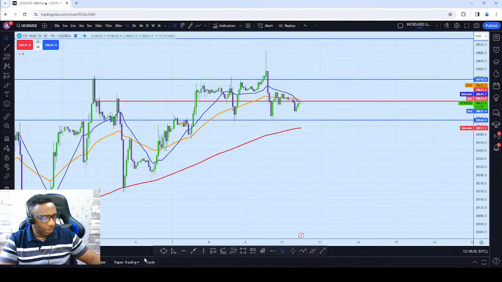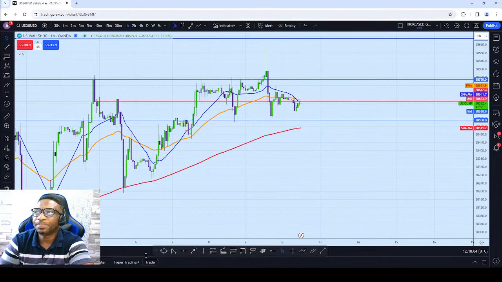That is how we do it here. So for you to get things right, you always must identify which state of the market you are in on the pair that you want to trade on.